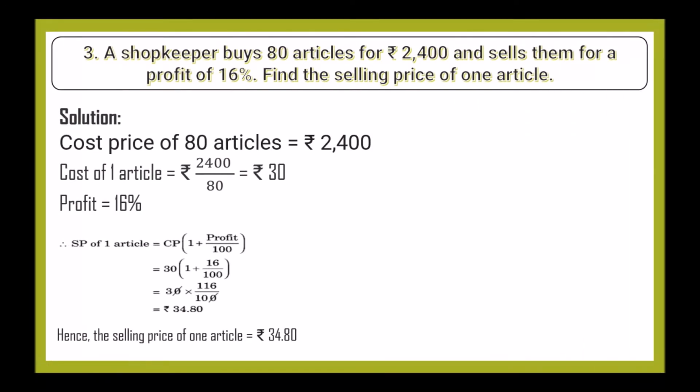Next, a shopkeeper buys 80 articles for rupees 2,400 and sells them for a profit of 16%. Find the selling price of one article. So the cost price of 80 articles equals rupees 2,400. Cost of one article equals rupees 2,400 upon 80, that is rupees 30. Profit equals 16%. So SP of one article equals CP, bracket 1 plus profit upon 100, that is 30, 1 plus 16 upon 100. So we can cut the zeros. So rupees 34.80. So the selling price of one article equals rupees 34.80.